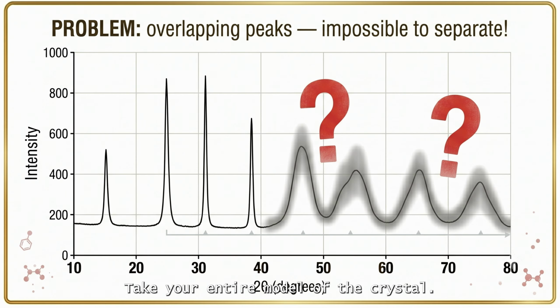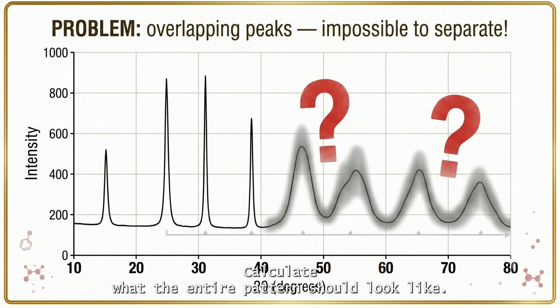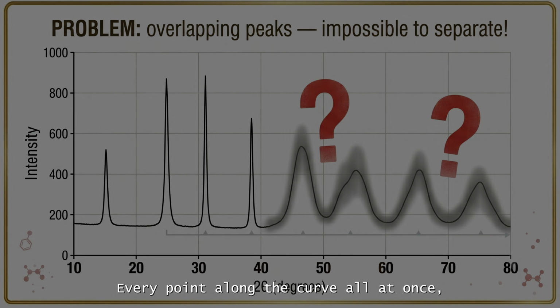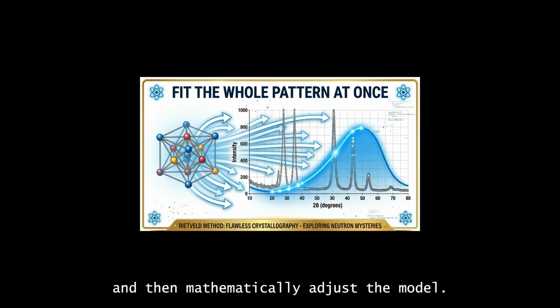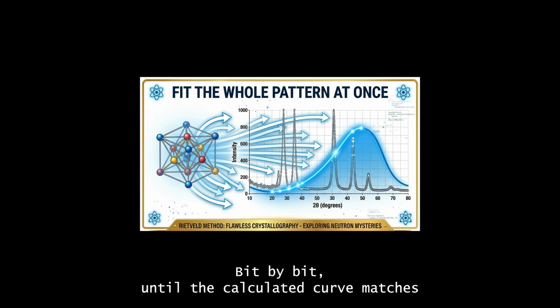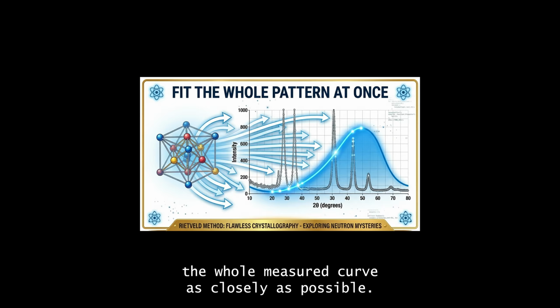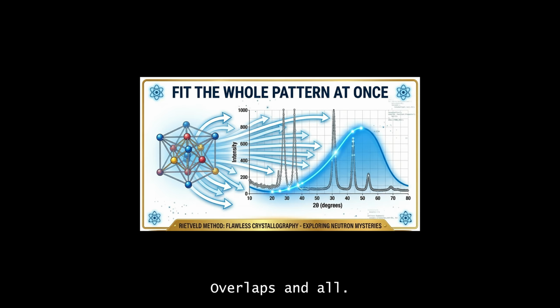Instead, take your entire model of the crystal, calculate what the entire pattern should look like, every point along the curve, all at once, and then mathematically adjust the model bit by bit until the calculated curve matches the whole measured curve as closely as possible, overlaps and all.